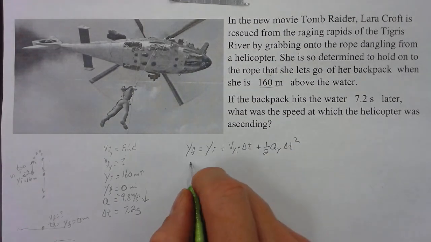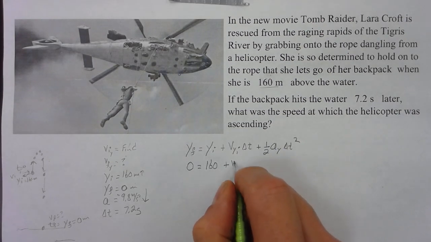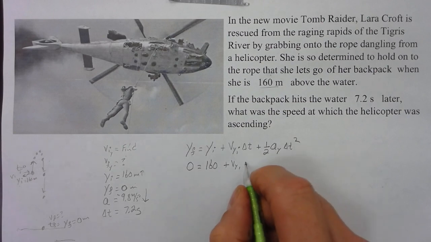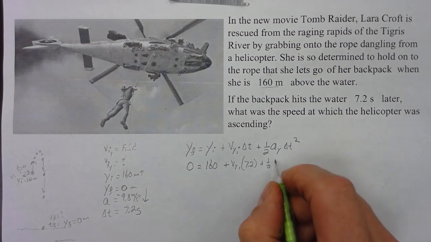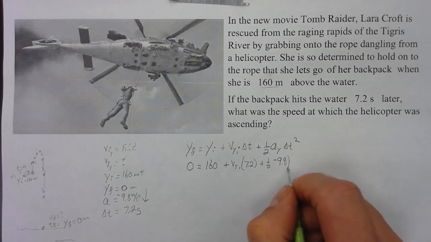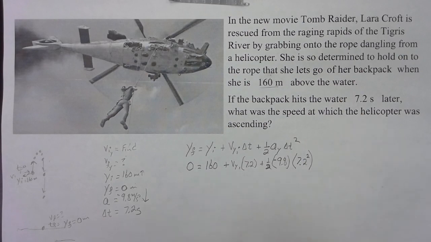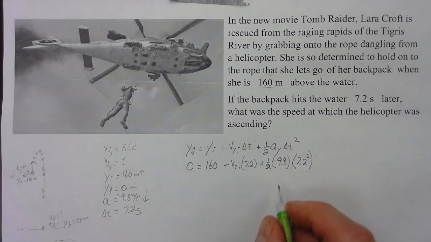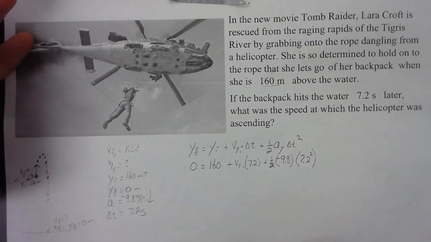Y final is 0. Y initial is a positive 160. The velocity initial is what we're looking for. The time is 7.2 seconds. 1/2. The acceleration is negative 9.8 meters per second squared. And the time again is 7.2, and this time we square it over there. All right, looks pretty simple. We just need to do some algebra to solve that problem. And the physics is pretty much done.